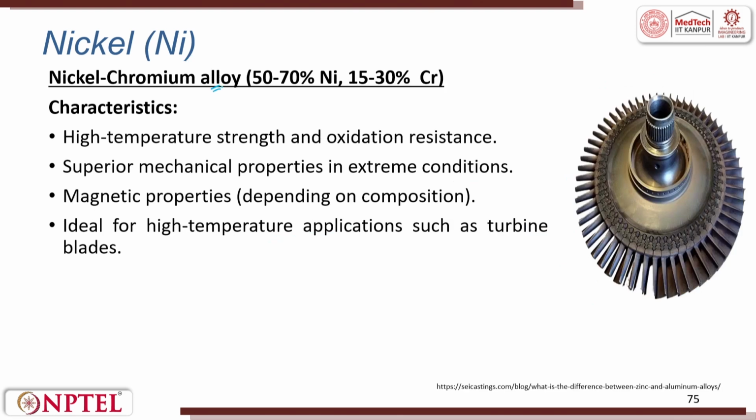Nickel chromium alloy is also there, which has 50 to 70% nickel and 15 to 30% chromium. Chromium means resistance to corrosion, high temperature strength and oxidation resistance. So, that means if you make a nickel chromium alloy gear and expose it to 300, 400 or even 600 degrees Celsius, nothing is going to happen to the shape and size of the teeth. So, it has oxidation resistance and superior mechanical properties in extreme conditions. When there is a high temperature application, nickel chromium alloys are used. Magnetic properties depend upon the composition, ideal for high temperature applications such as turbine blades.